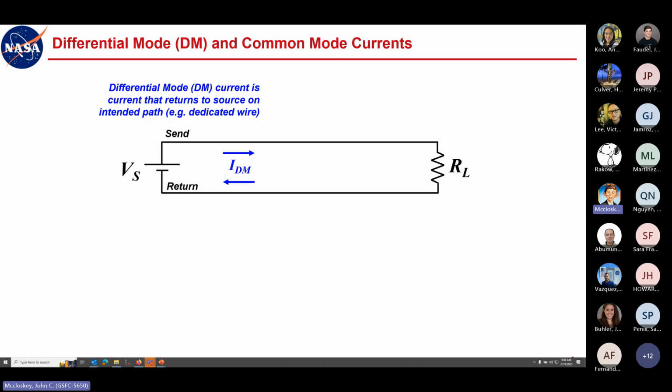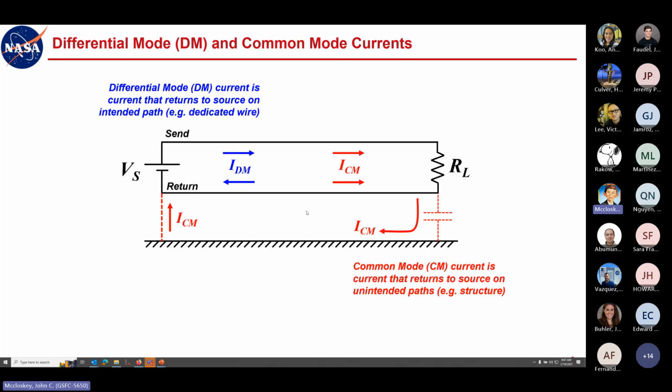Okay, thank you. Differential mode current is, at least traditionally, what we think of as the current that returns to the source on the intended path. So if you take this diagram at face value, more or less, that it's a pair of wires, you have some conductor getting out to your load and then a return conductor back to the source. The differential mode current is that intentional current flowing on the intended path, right? A dedicated wire, maybe a ground plane.